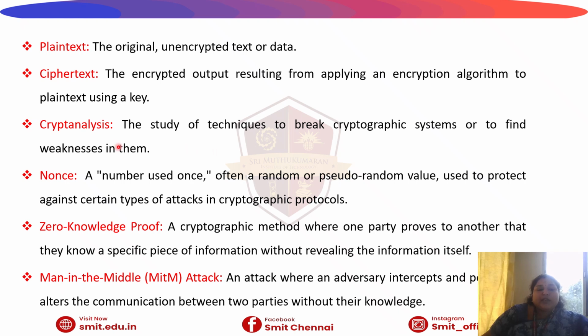And nonce is nothing but a number used once. It is often a random or pseudorandom value. This protects against certain types of attacks in cryptographic protocols. And next is zero knowledge proof, where one party proves to another that a piece of information is true without revealing the information itself. So the information is not revealed, but the proof is shared. And the man in the middle attack is where the communication between two parties is not protected.